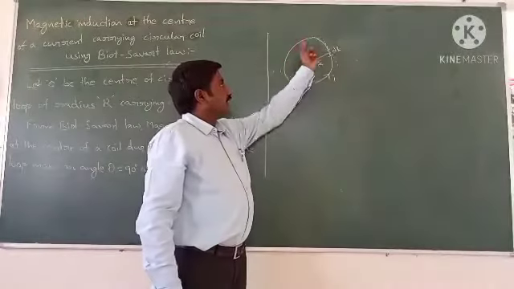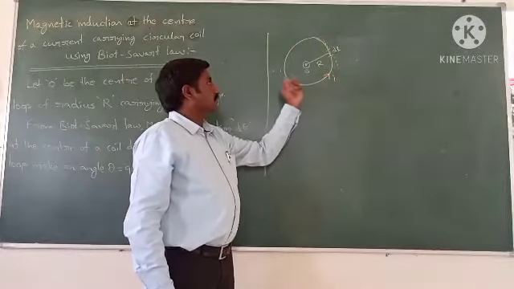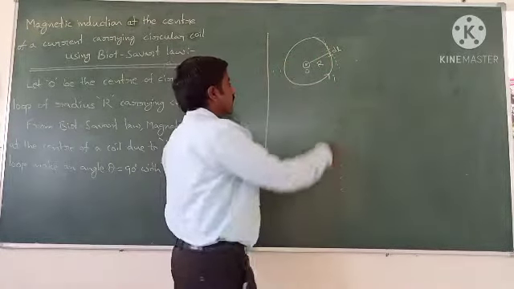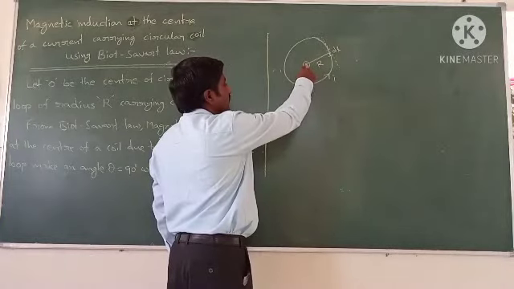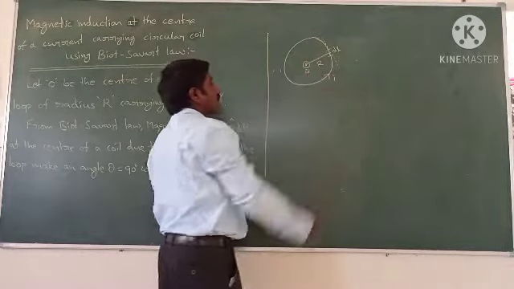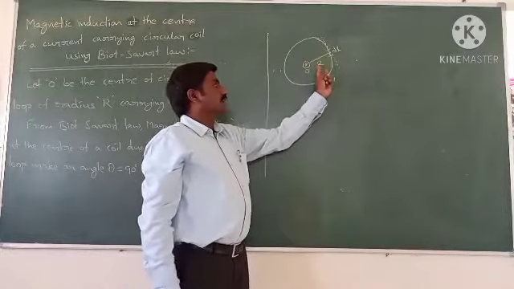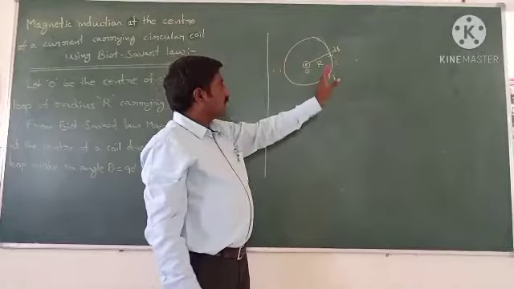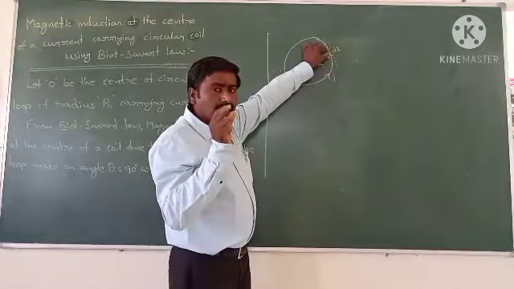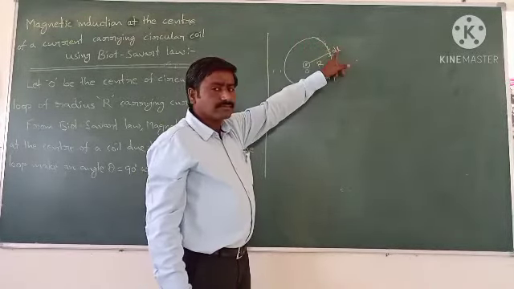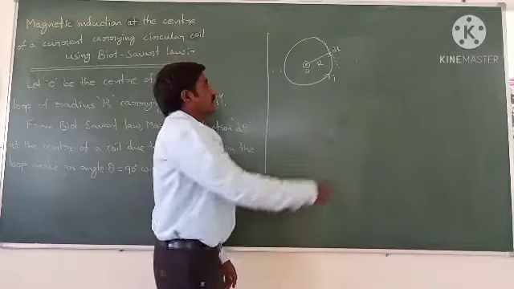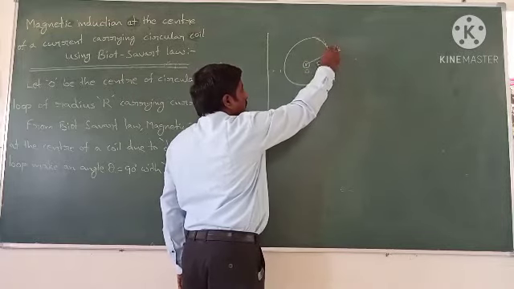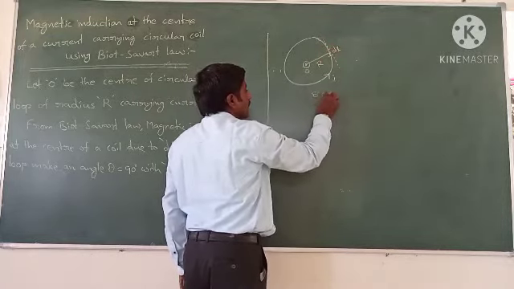So here I have taken a circular coil. This is a circular coil, and O is the center of this circle, and the radius of the circle is capital R. On the circumference of the circle I have taken a small elemental length dl, and the angle between this position vector and dl element is theta equals 90 degrees here.